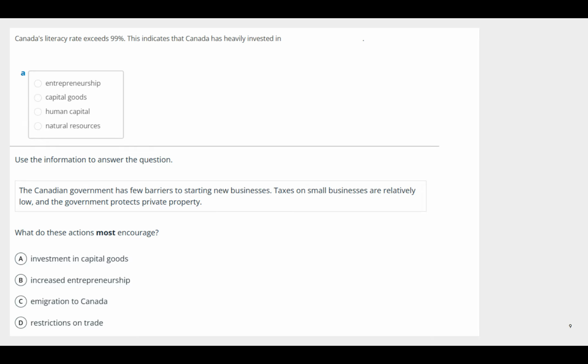Next, the Canadian government has few barriers to starting a new business. Taxes on small businesses are relatively low, and the government protects private property. What do these actions most encourage? Let's see. It says the Canadian government has few barriers to starting a new business. That means they encourage entrepreneurship. So that means B, increase entrepreneurship.